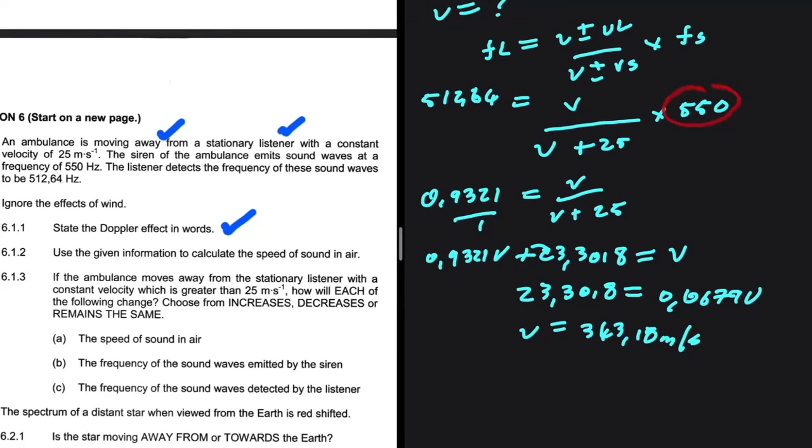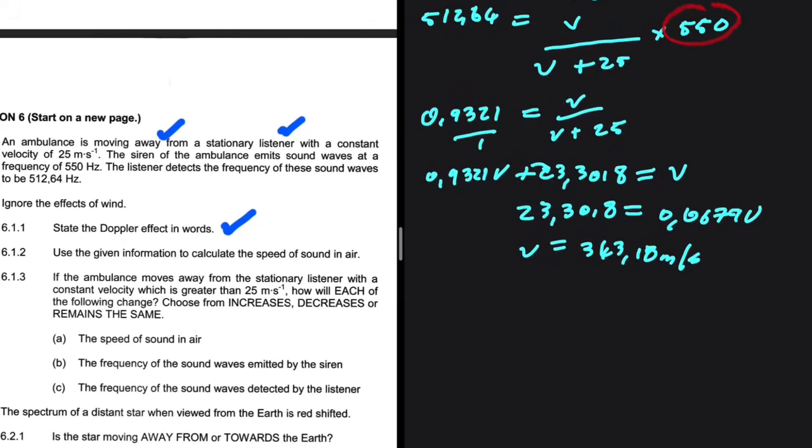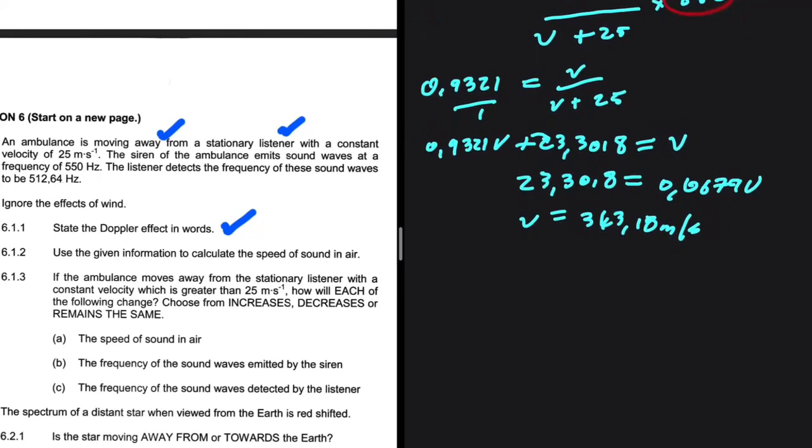I'm quite happy with this answer because this is the value we usually get. We have 343. It's always somewhere there. Okay, so it is not unusual. It is not odd. If I was getting 20 meters per second or 900 meters per second, I would be panicking. But now I have 343, which is almost the value I always get in other problems. Okay, that is 6.1.2.